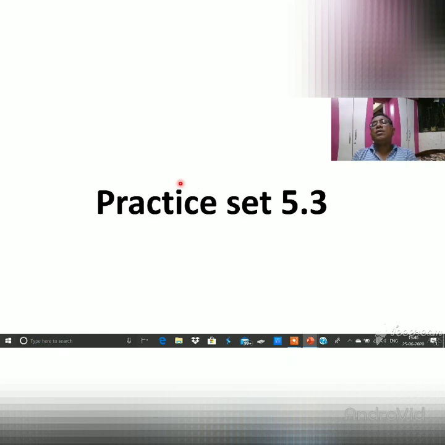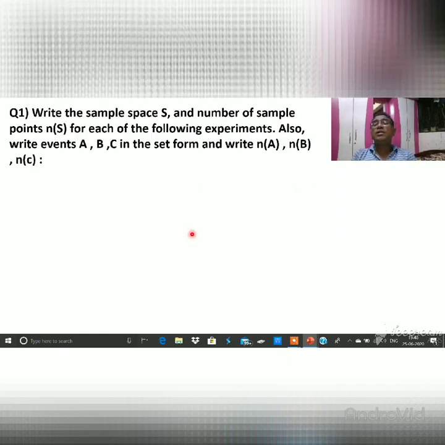Okay, so in practice set 5.3, we are going to start, and you give your whole attention to understand practice set 5.3. In practice set 5.3, the first question is given on the monitor. See, write the sample space S and number of sample points, n(S), for each of the following experiments.